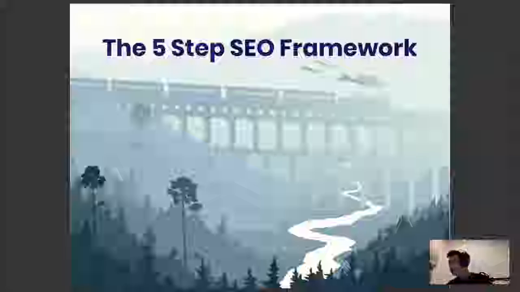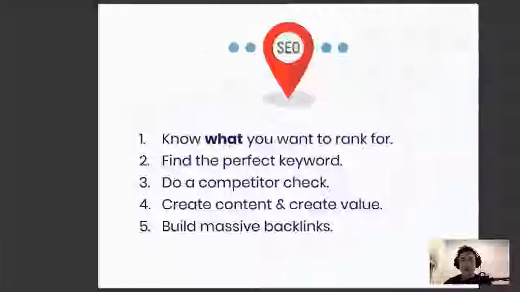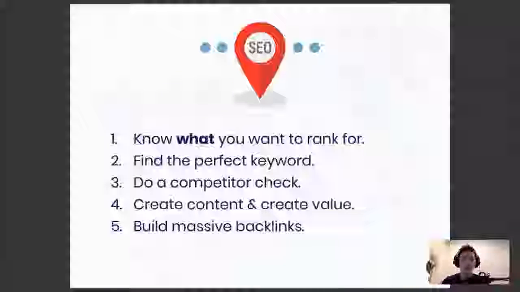Okay, so the 5 SEO framework. Now that you understand what Google wants and how we would actually optimize for it, now let's talk about the 5 steps. So here are the 5 steps, very simple. The first one will be know what you want to rank for. Okay, I'm going to go through how to do that. Number 2 is you want to find the perfect keyword. Not all keywords are equal. I'm going to show you how to find that perfect keyword.